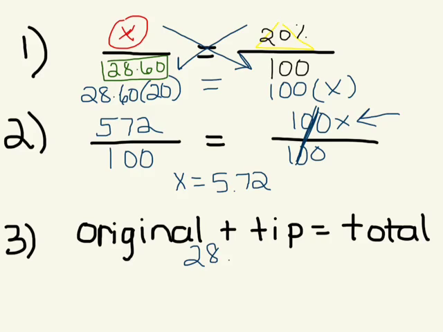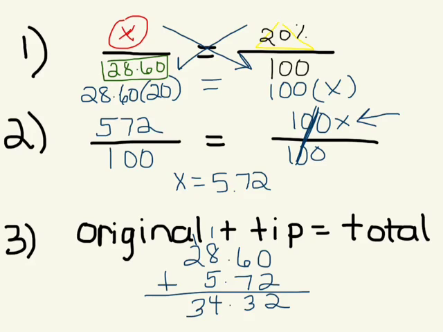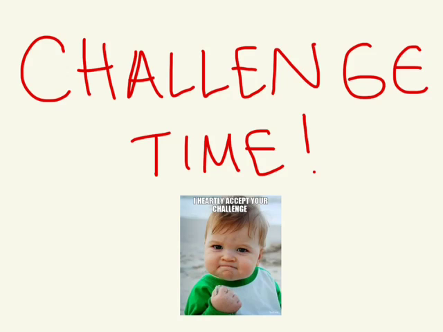Now, original. What was my original price? It was $28.60. Now, if it's a tip, I need to add it. I gave you that nice little clue right down there. So, let's do some adding. So, my total price paid is $34.32. Thumbs up. How many people got that answer? Excellent job.